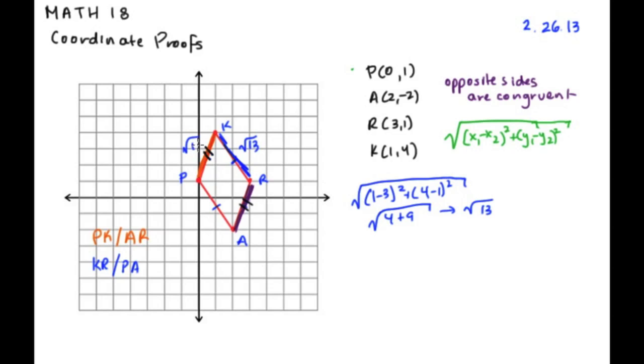If you want to know, this is square root of 10, this is square root of 10. And now we have to do PA, so let's do PA. Let's just go black for this one. And PA, x value of P minus x value of A squared plus y value of P minus the y value of A.